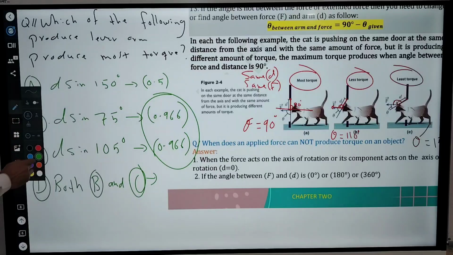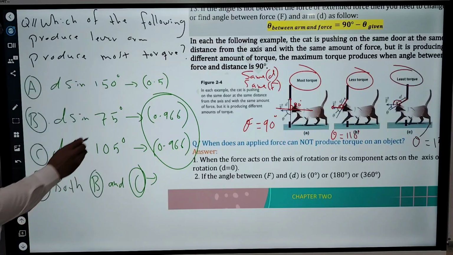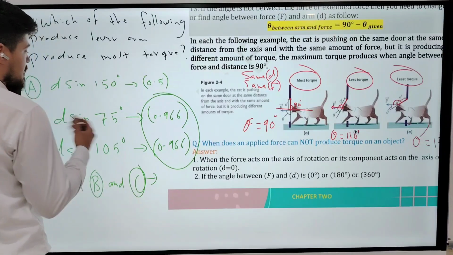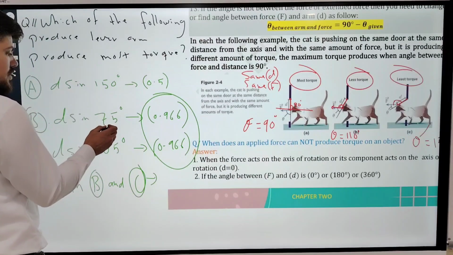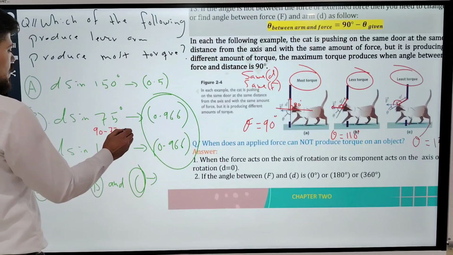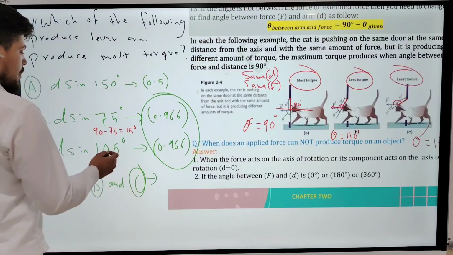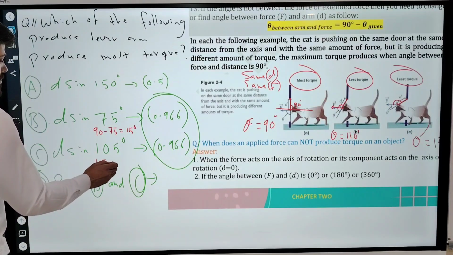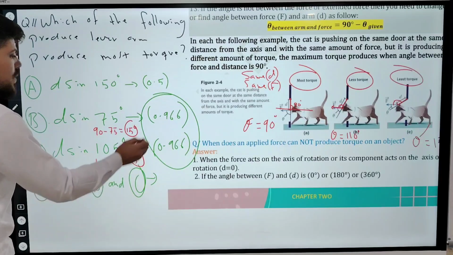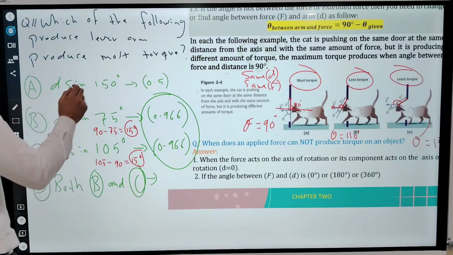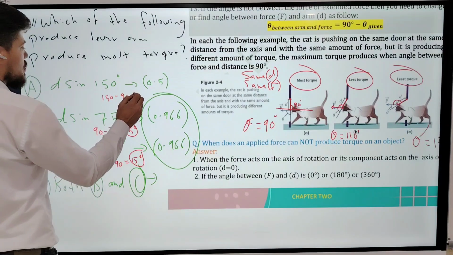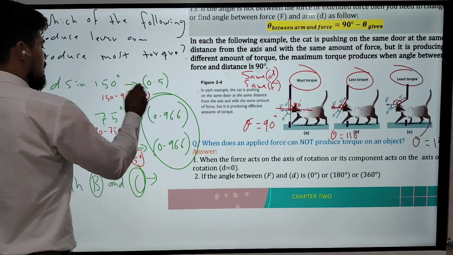So both B and C have the same value. Why? Because 75 has a 15 degree difference with 90 degrees. 90 minus 75 is equal to what? Is equal to 15. So 105 minus 90 is also equal to 15. So that is why they have the same value. Okay, but in that case, 150 minus 90 is equal to what? Is equal to 60 degrees.